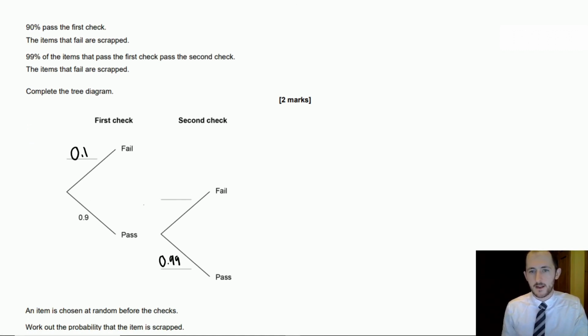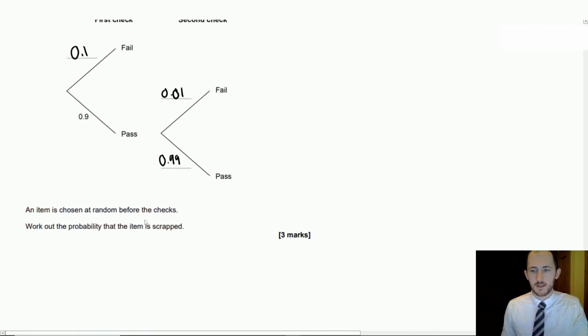So the probability that it fails is 0.01. Okay, so across branches, it needs to add up to 1. Nice and easy. It then says an item is chosen at random before the checks. Work out the probability that the item is scrapped.